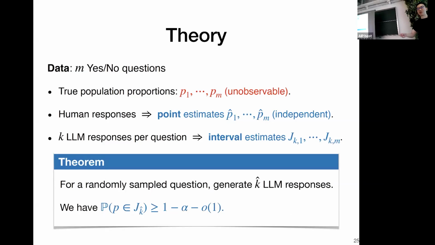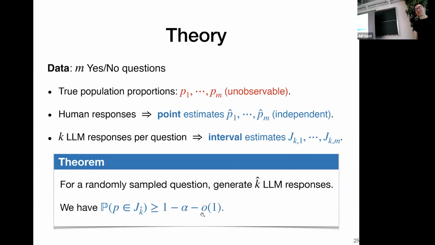In the future, if you have a question from the same distribution, then you should use this k hat to generate synthetic responses. Just generate k hat synthetic responses and construct a confidence interval in the same way as you did before. Then we have the coverage guarantee. Your synthetic confidence interval will cover the truth with at least 1 minus alpha probability. There's some small term.